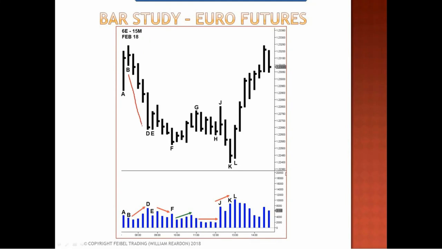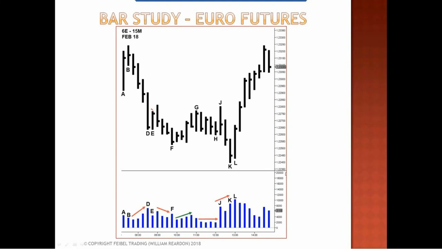And from B to D, what do we know? Well, the spreads increase, some good closes on the lows, and volume increases. So we'd say this is selling of good quality. Give it a positive sign. Then what happens at E?